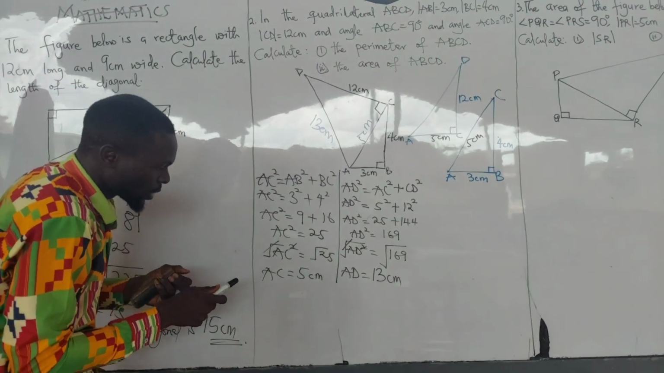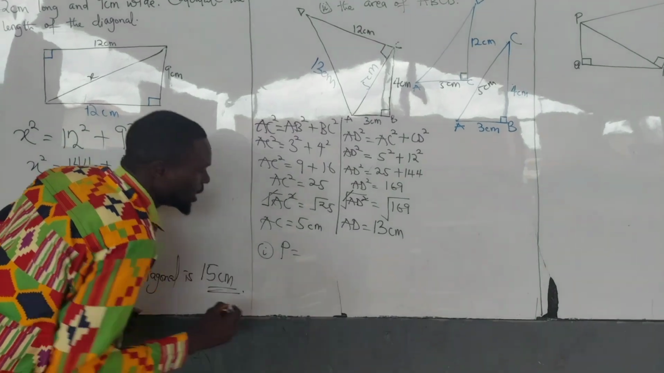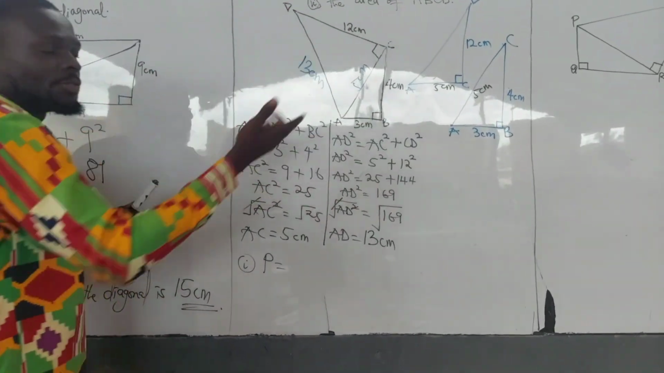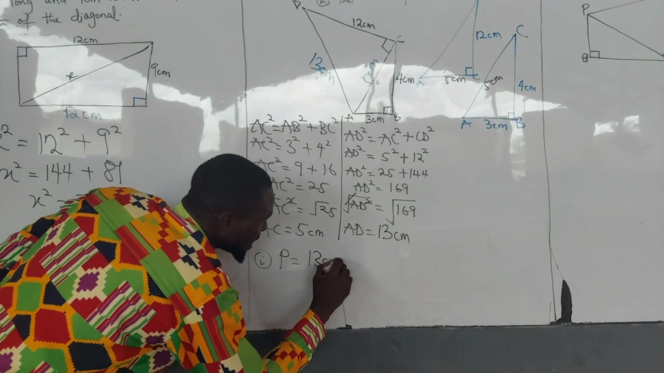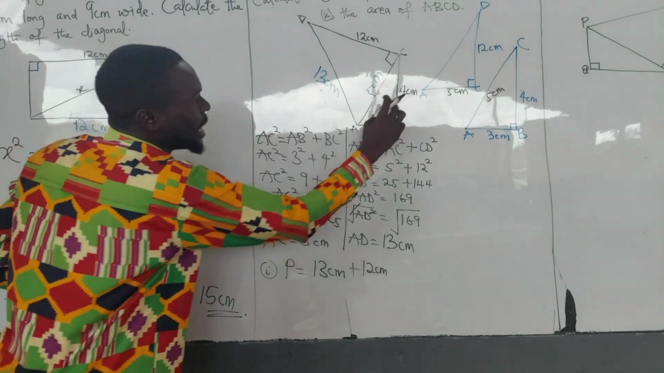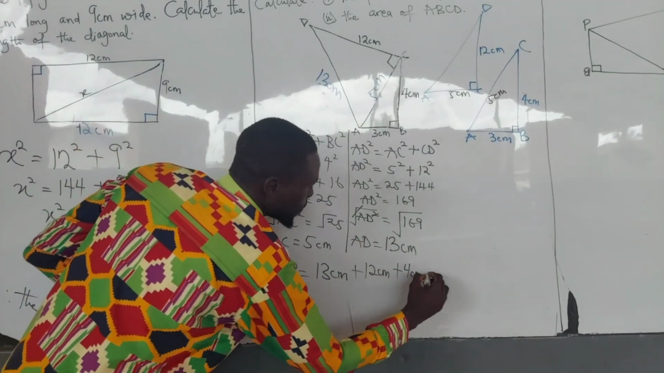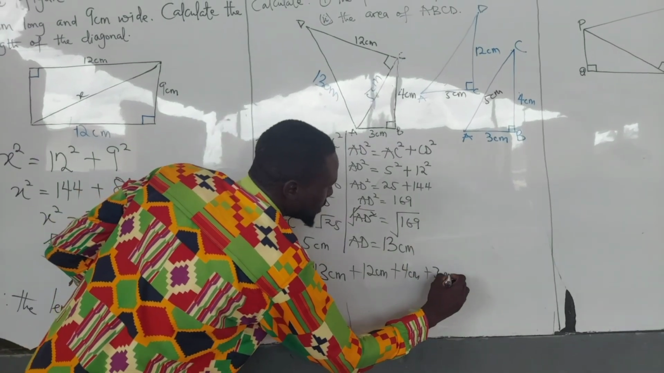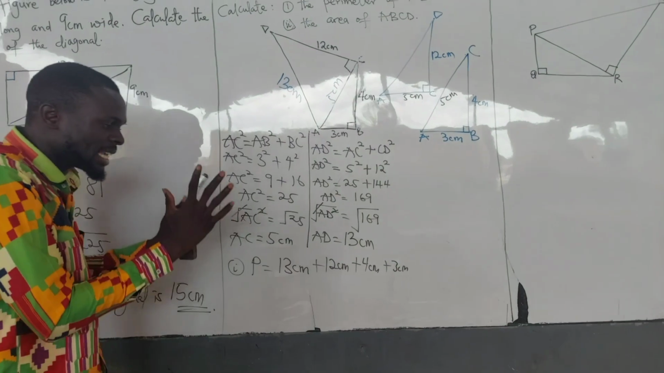So we want the perimeter. Now, perimeter is the distance around the figure. Start anywhere. If you start from here, we have 13 centimeters plus 12 centimeters plus 4 centimeters, then plus 3 centimeters. Now put it together. If the numbers are too big, just take your time.